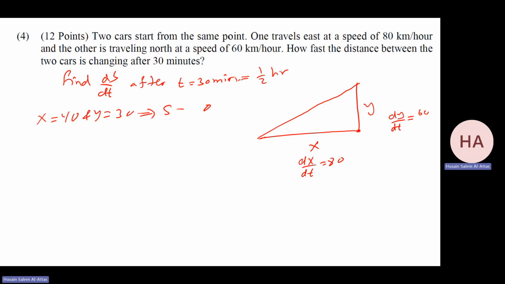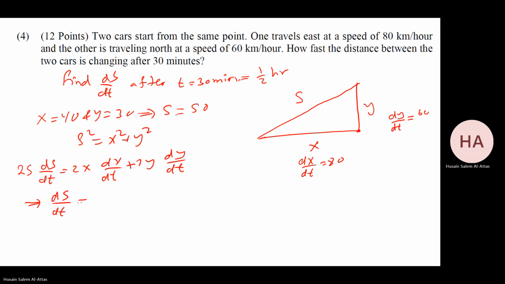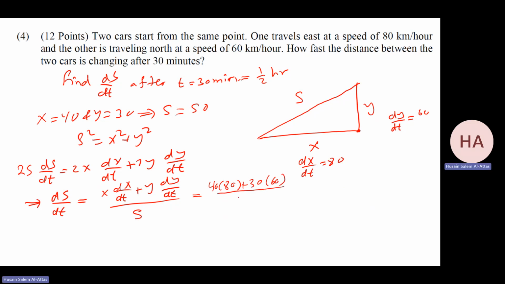No need to waste time doing it again and again. It's very clear. Using s squared equals x squared plus y squared, this is s. Differentiate: 2s ds over dt equals 2x dx over dt plus 2y dy over dt. So ds by dt equals x dx over dt plus y dy over dt, over s. X is 40, so it's 40 times 80 plus y, which is 30 times 60, over s, which is 50. We do that, you will get 5,000 over 50, that gives 100.